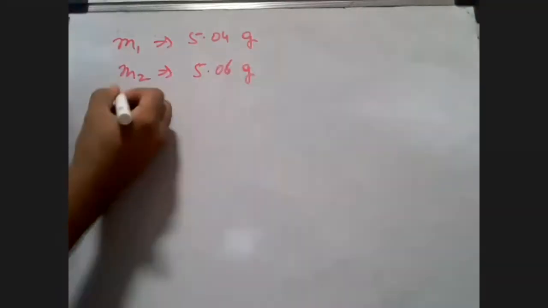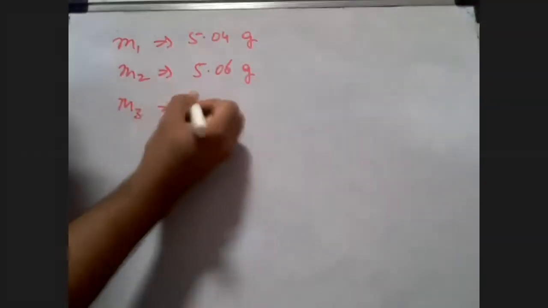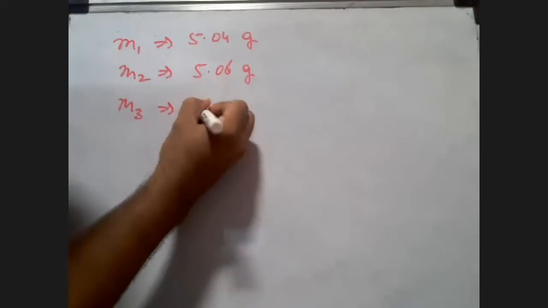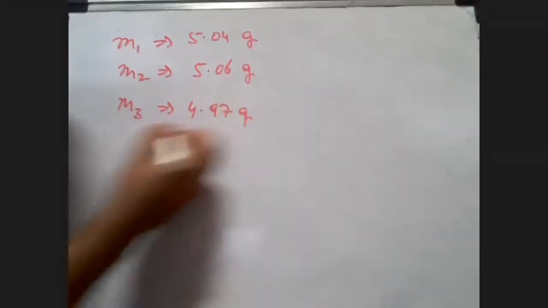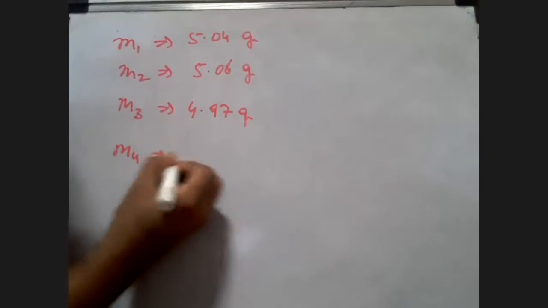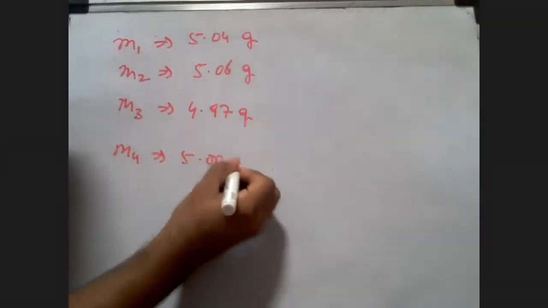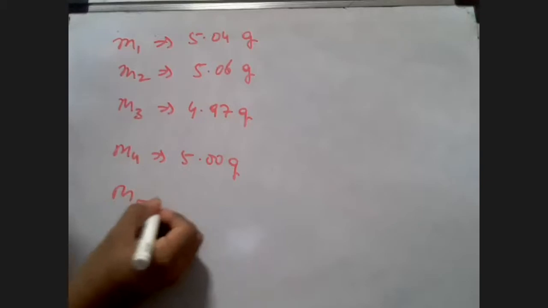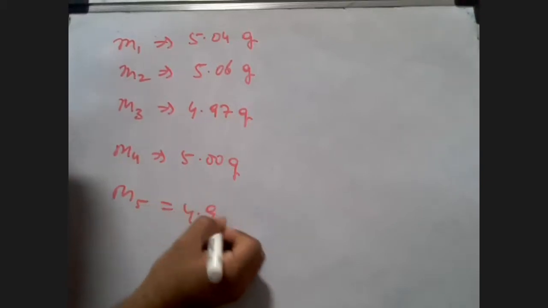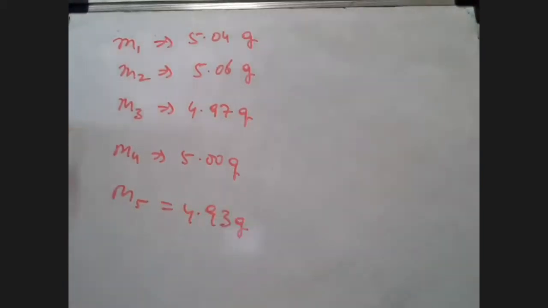Okay, let's make that 6. M3 was given as 4.97 grams. M4 was given as 5.00 grams. M5 was given as 4.93 grams. Okay, let me just check that again. M1 is 5.04, M2 is, sorry, 5.06. M3 is 4.97, M4 is 5, and M5 is 4.93 grams.